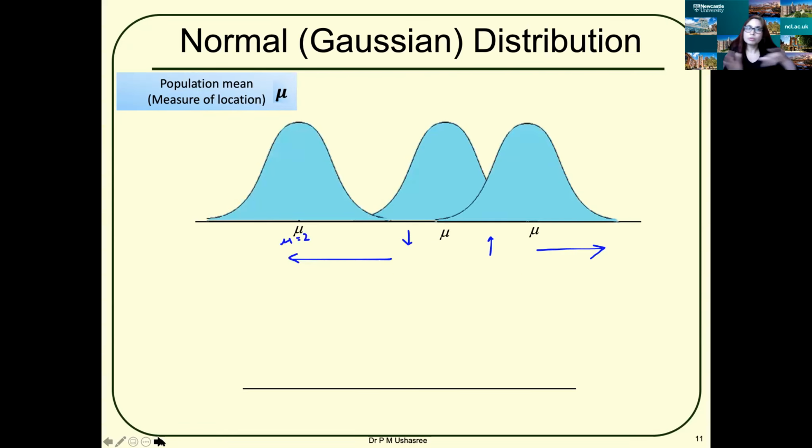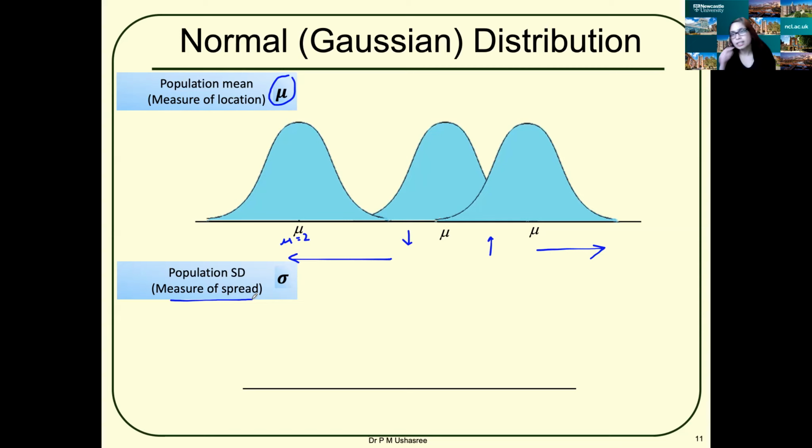So what's happening? When you change the mean, the distribution moves towards the right or towards the left. So the population mean will help us describe the position of the distribution, or the position of the data. And similarly, the population standard deviation will help us determine the spread of the distribution.